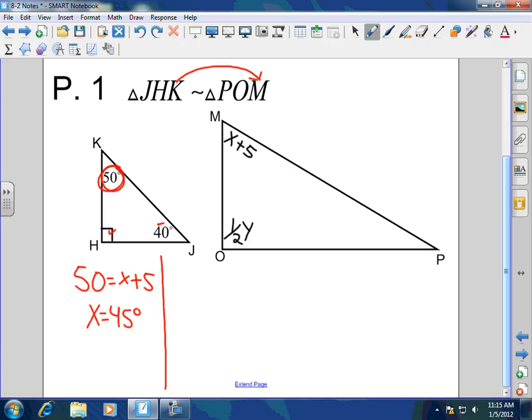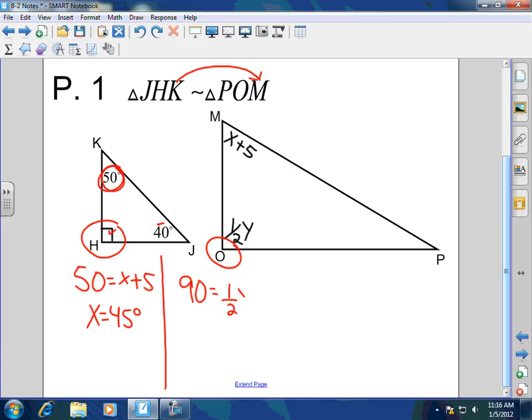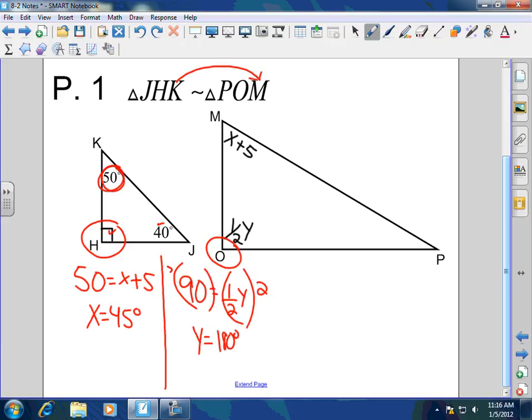Now, since they're similar and H is 90, what does the measure of O have to be? 90. So doesn't 90 equal 1/2 of y? So y equals 180. I heard someone say 45. Be careful. You get rid of the denominator of 2 by multiplying both sides by 2. So those cancel, and y equals 180, all from knowing that they were similar. Does that make sense, son?